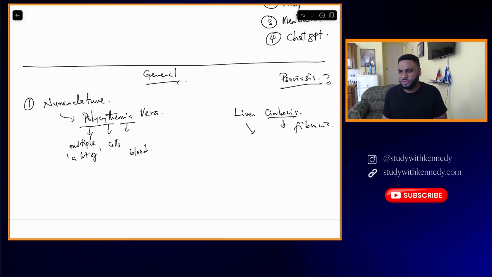Von Recklinghausen disease, for example. Von Recklinghausen disease is neurofibromatosis. Now, instead of learning Von Recklinghausen, which doesn't mean anything, I don't know what that means. It's better you say neurofibromatosis. That kind of gives you an idea into the disease you are specifically talking about. So you want to know that.